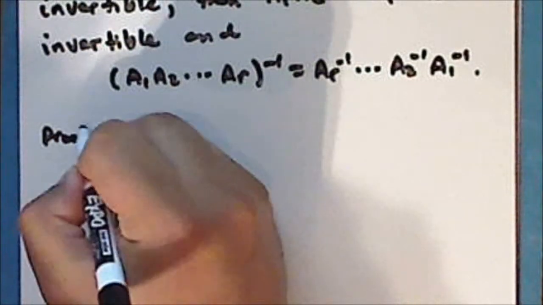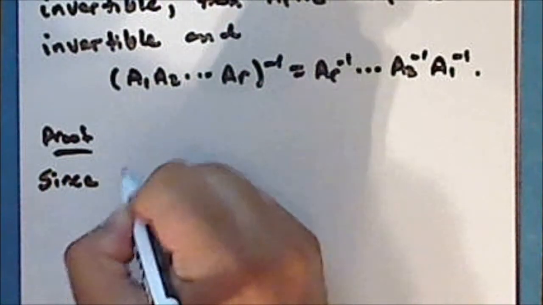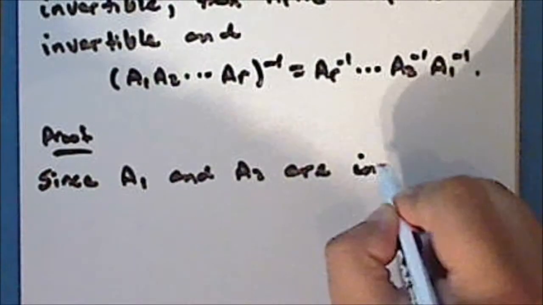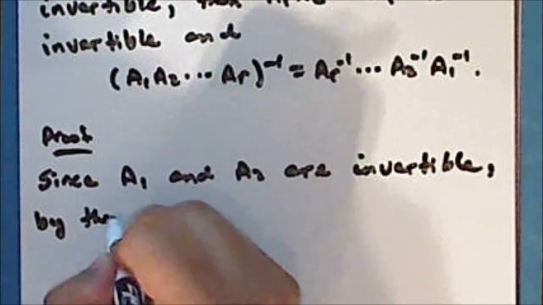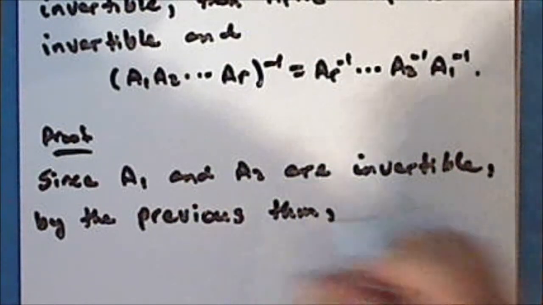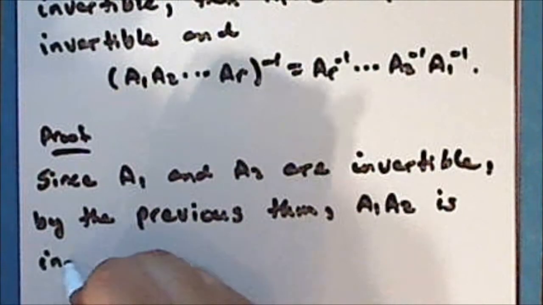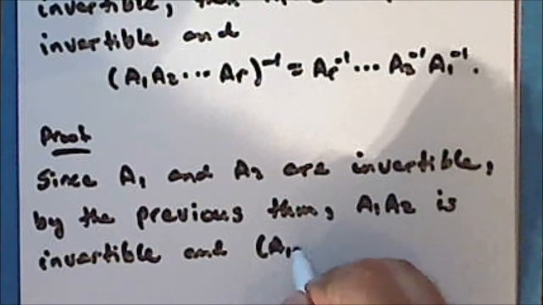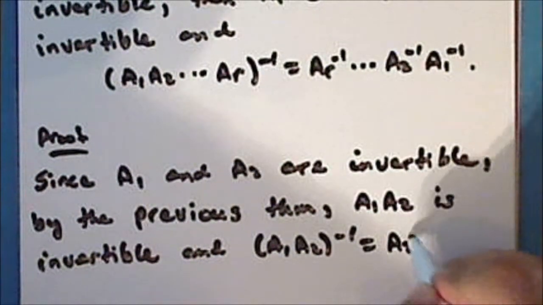So proof. Since A sub 1 and A sub 2 are invertible, by the previous theorem, the product A sub 1 times A sub 2 is invertible, and the inverse of this product is the product of the inverses in reverse order.